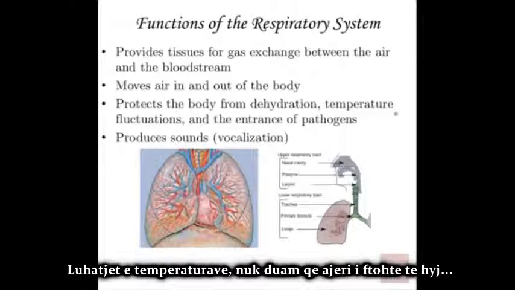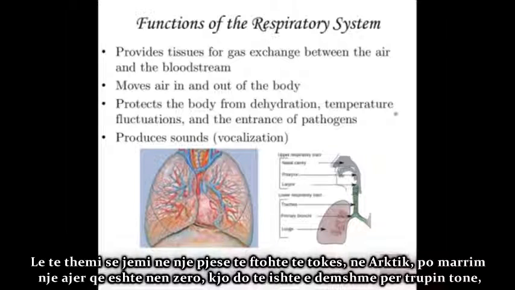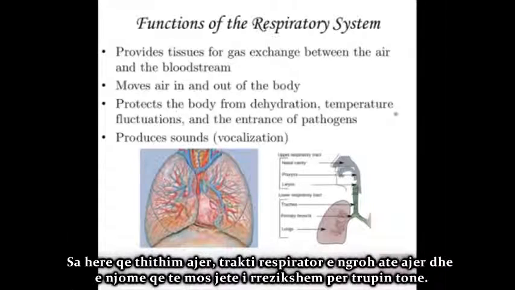The temperature fluctuations: you don't want to have cold air coming in. Let's say you were in a very cold part of the earth. You're in the Arctic and you're breathing in air that is below freezing. That would be harmful to your body. So every time you breathe in air, your respiratory tract is warming that air and moistening that air so that it's not as harsh to your body.